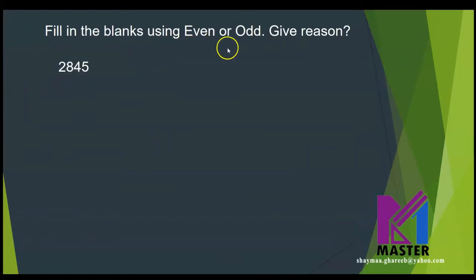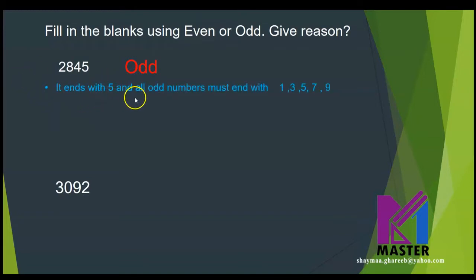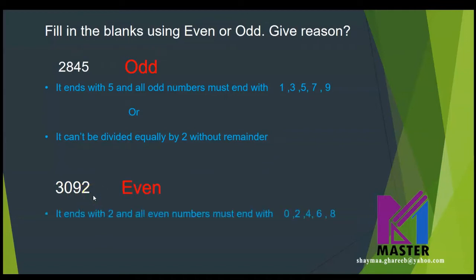Let's fill in the blanks using even or odd. Is this number even or odd? It's odd. Why? Because it ends with 5, and if we divide it by 2, there will be a remainder. So we can say it ends with 5, and all odd numbers must end with 1, 3, 5, 7, and 9. Or we can say it can't be divided equally by 2 without remainder. This number 3092, it has 2 in the units place, so it is even. Why? It ends with 2, and all the even numbers must end with 0, 2, 4, 6, or 8. Or we can say it can be divided equally by 2 without remainder. Is this clear? So this is how we answer the give reason question about even and odd numbers.